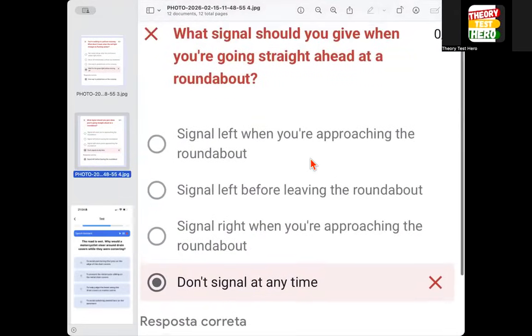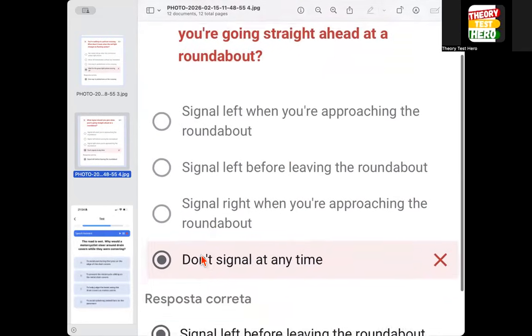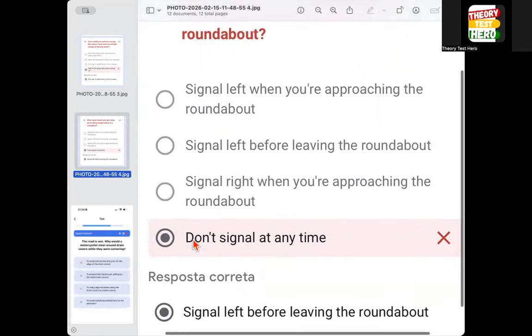Okay. What signal should you give when going straight ahead at a roundabout? B, and B as well. Signal left before leaving the roundabout.